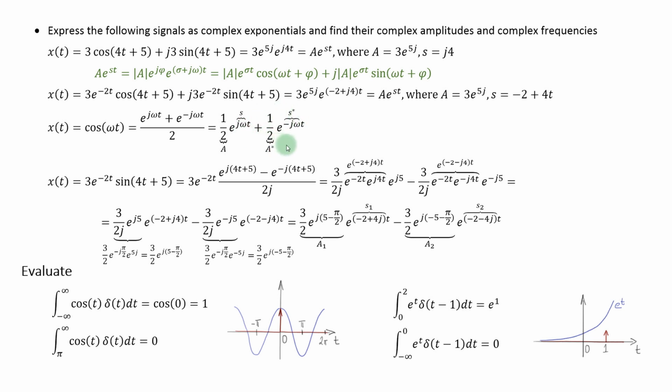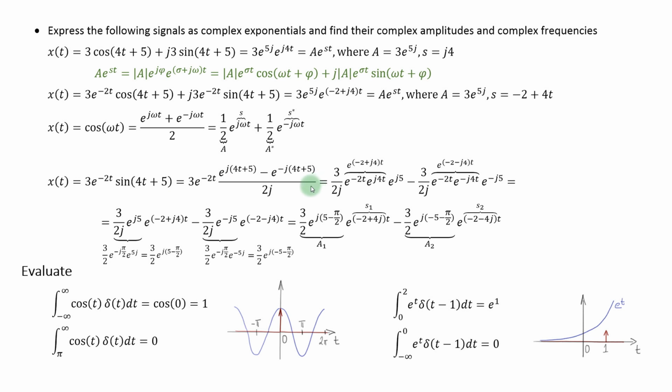This second complex exponential has the complex amplitude of 1/2 and the complex frequency is minus j omega. Okay, now let's take a look at something a bit more complicated. Here I have a damped sine, and I would like to express that as complex exponentials. Well, I will start with this sine, which I know I can express in this form. That is what I showed you during the lecture.